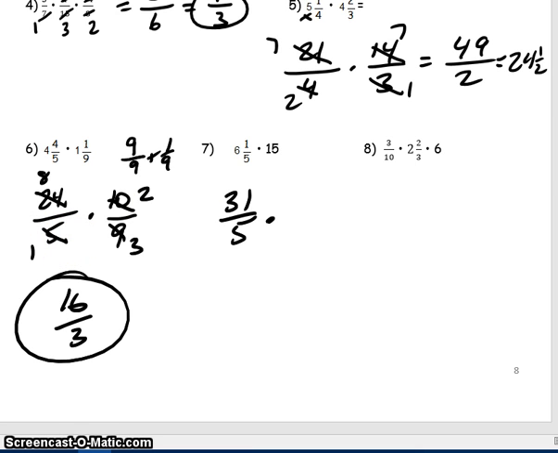Okay, it's a whole number. How do we make any whole number into a fraction? Well, we put a 1 underneath it. And here's the reason why. What is 15 divided by 1? It's still 15. All right. So any whole number, put a 1 in the denominator, and you're good to go.